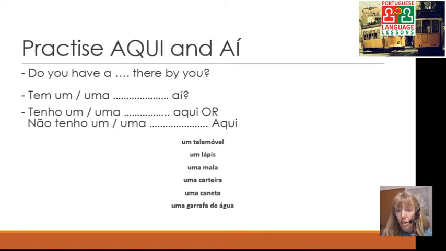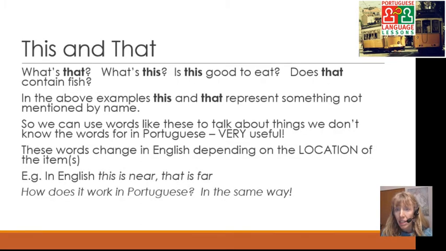Okay, so closely related to this are the words for this and that. We were talking about here and there, and so this and that. What's this? What's that? Is this good to eat? Does that contain fish? Now these words, this and that, represent something that's not mentioned by name. So we can use these words to talk about things we don't know the words for in Portuguese, which is very, very useful.